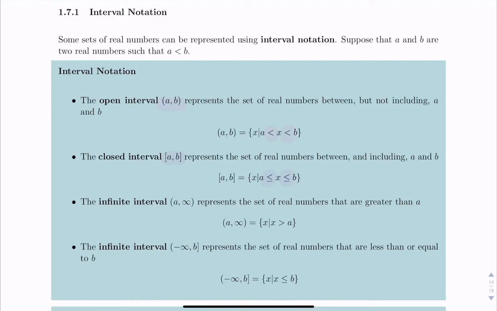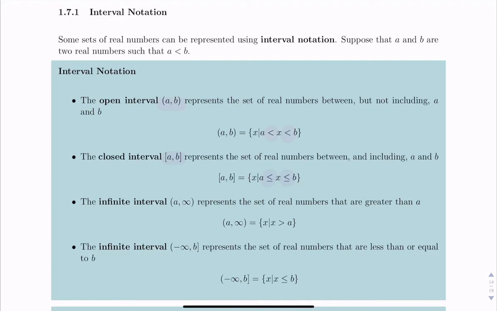So interval notation, the open interval, parenthesis a comma b, represents the set of real numbers between but not including a and b. And so we can write this with two parentheses, a comma b, is equal to the set of x such that a is less than x, which is less than b. The closed interval, which has closed brackets, represents the set of real numbers between and including a and b. So closed bracket, a comma b is equal to the set x such that a is less than or equal to x, which is less than or equal to b.